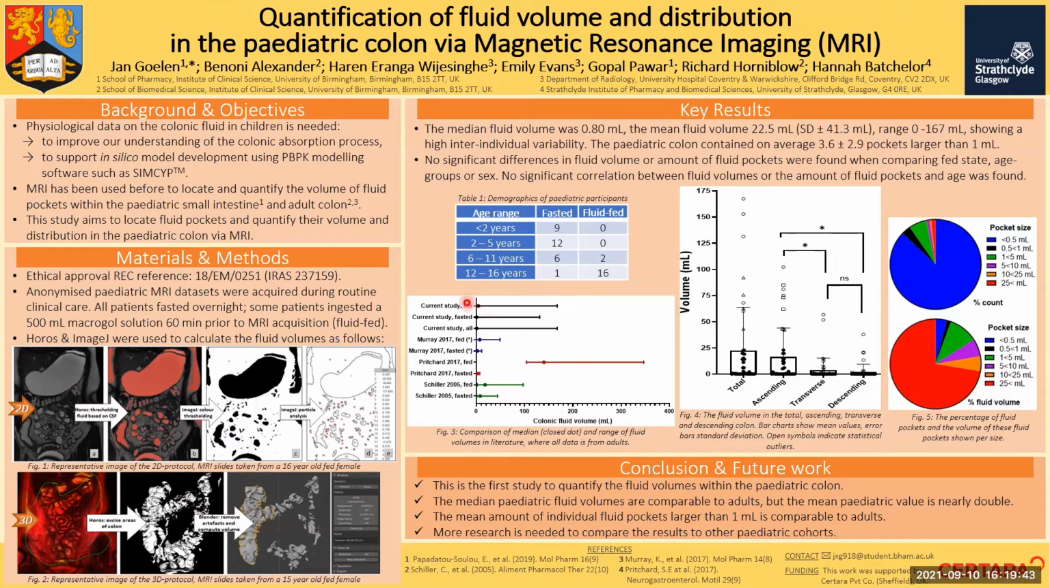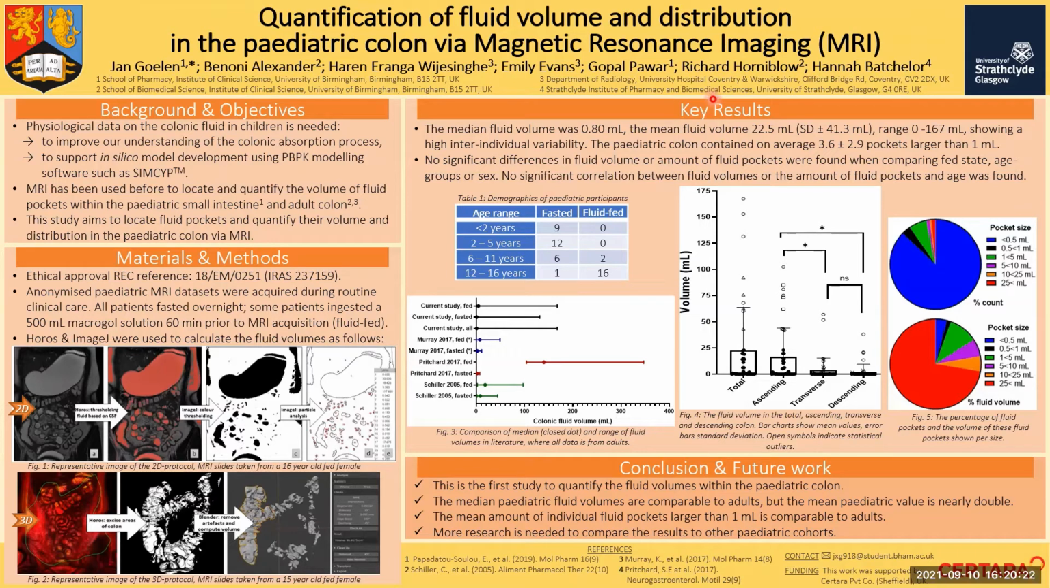You can also see that the median volume, so 0.8 ml, is quite a lot lower than the ones observed in adults, which are 2 ml or 8 ml. We didn't see any significant influence of age or fat state or sex, which is quite interesting because you would expect age to be a good parameter to predict colonic fluid volumes, which it isn't. So perhaps height or body surface area or BMI would be a good predictor for the amount of fluid within the paediatric colon.